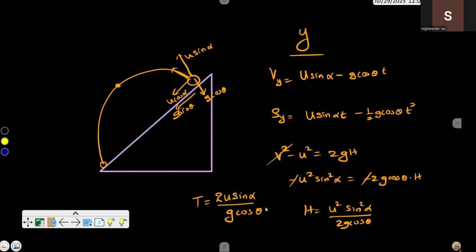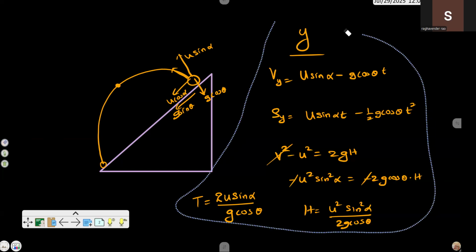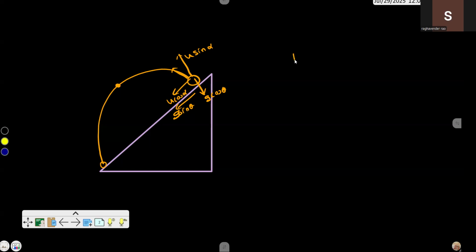Next, let us write the equation for range. What is range? Range is nothing but displacement in x-axis, which was equal to u cos alpha into t plus half into g sine theta into t square. This was my horizontal displacement.